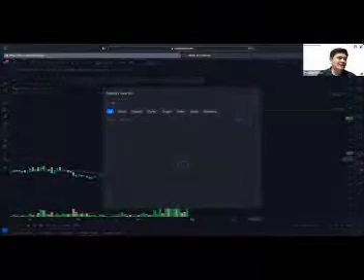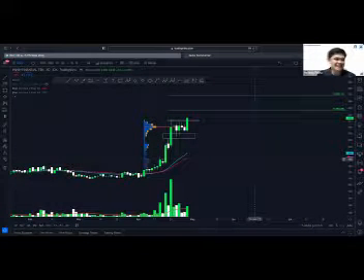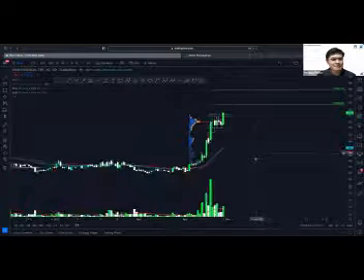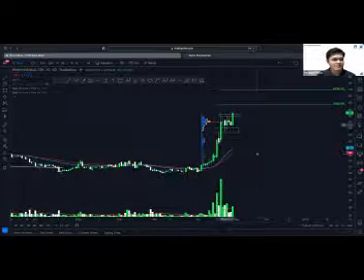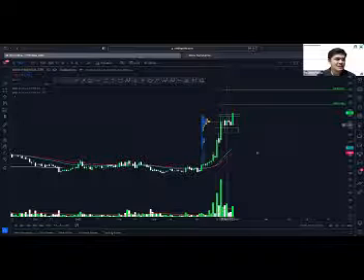Let's see the chart. So box and wait. Yeah, exactly. Box and wait. You're waiting for that one candle to break below or above the previous candles. Let's see what happens next.